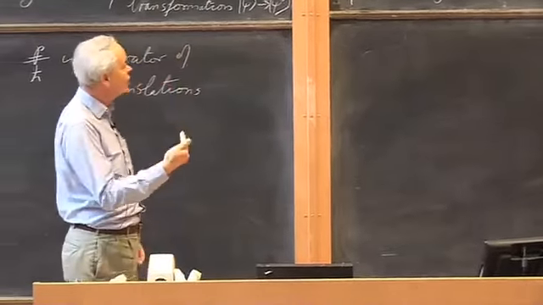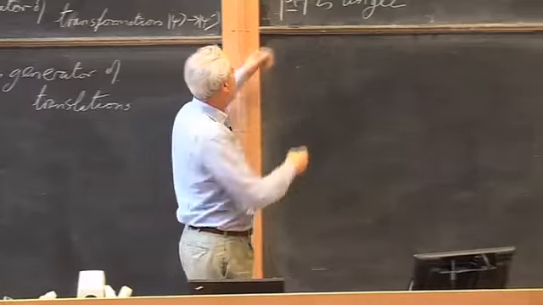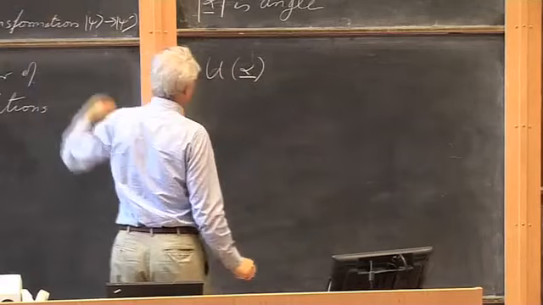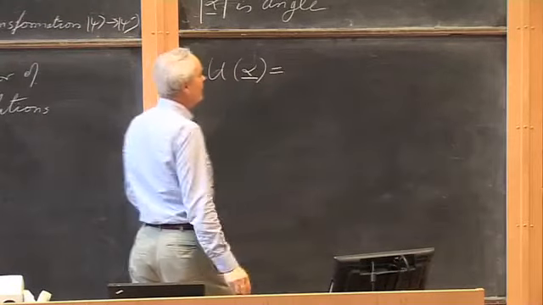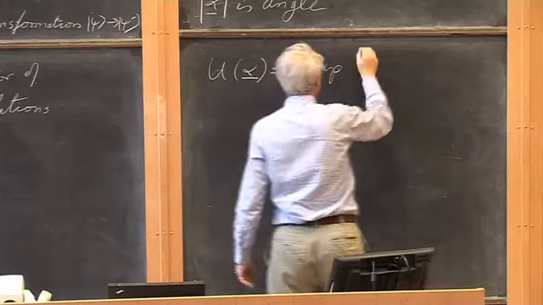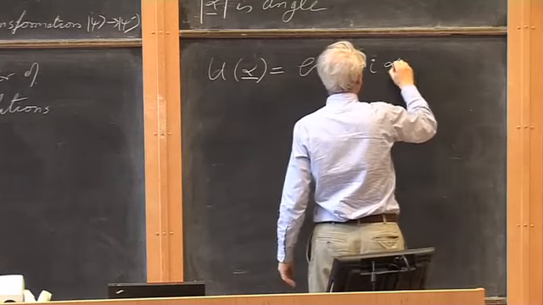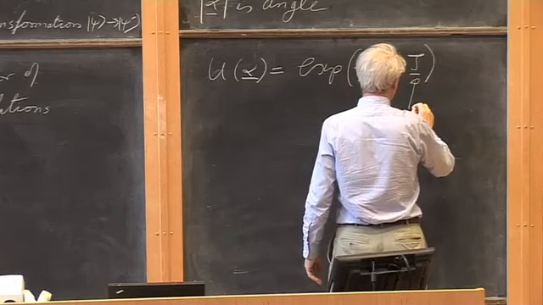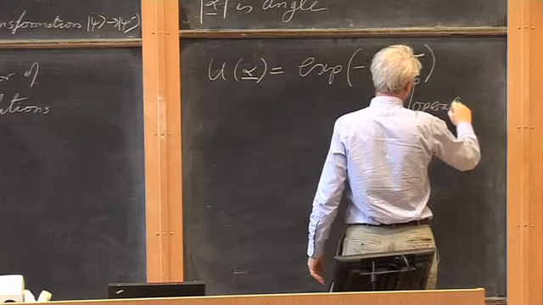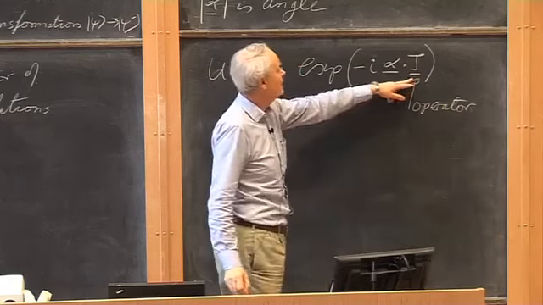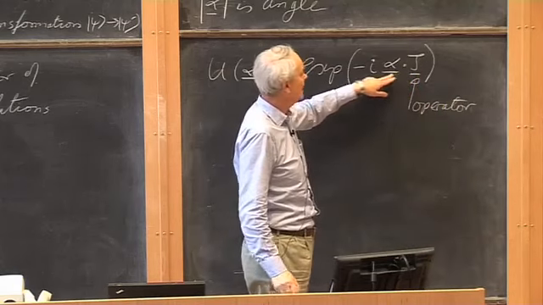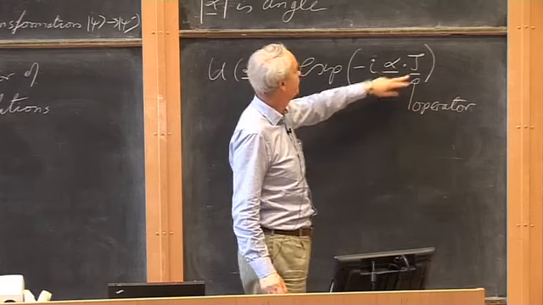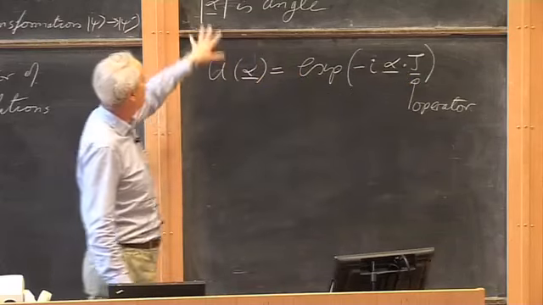And this state must be reachable by some unitary operator, U of alpha. And this apparatus here tells me that U of alpha can be written as an exponential of minus i alpha dot J, where this is playing the role of tau. It's a set of 3 operators as promised, because this means alpha x Jx plus alpha y Jy plus alpha z Jz. So it's a set of 3 operators, Jx, Jy, Jz.